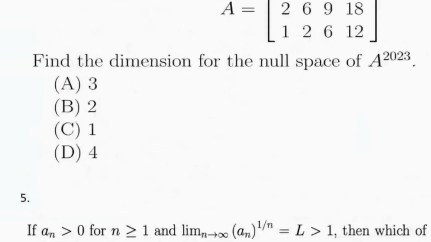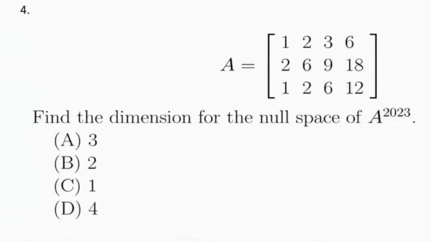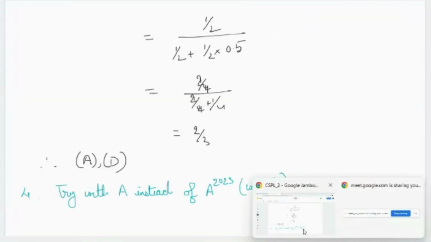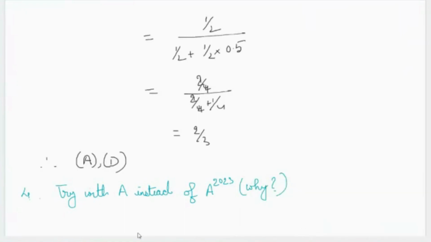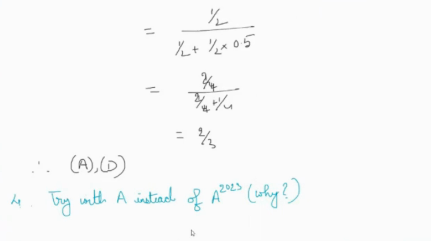Question number 4, and I have left question number 4 for the last for a particular reason. So here we are given a matrix A of order 3 cross 4, and we have to find the dimension for the null space of A to the power 2023. So, I've written here, you have to try with A instead of A to the power 2023. Can any of you tell me why? Like, why can't we do it for A to the power 2023?